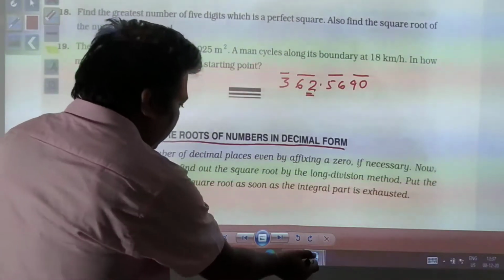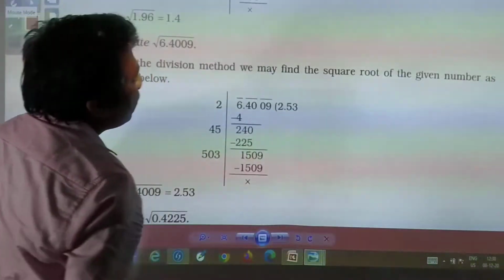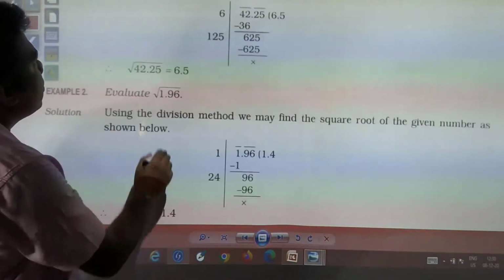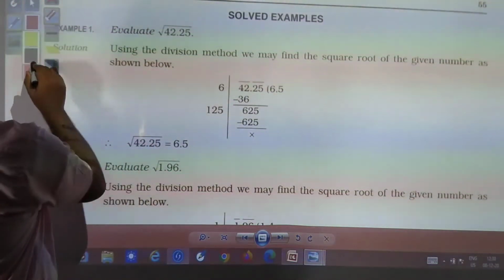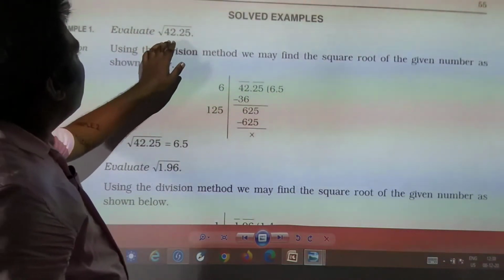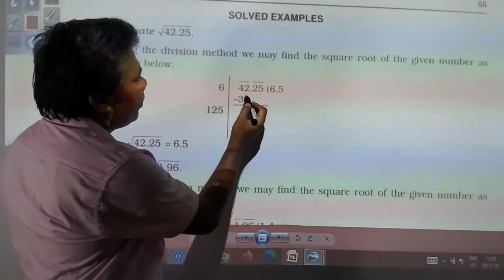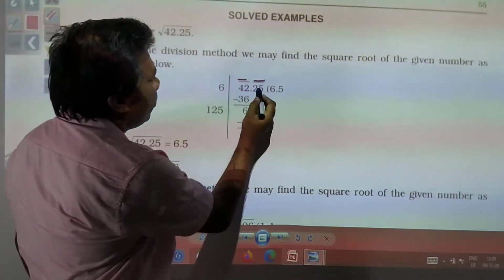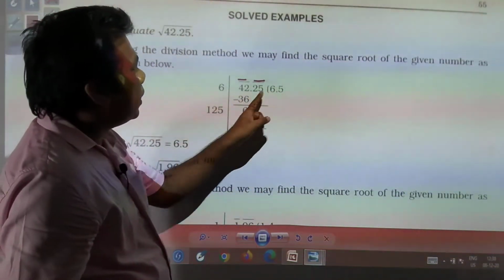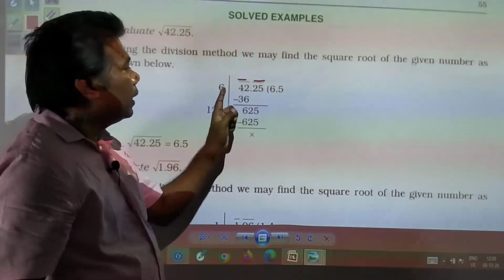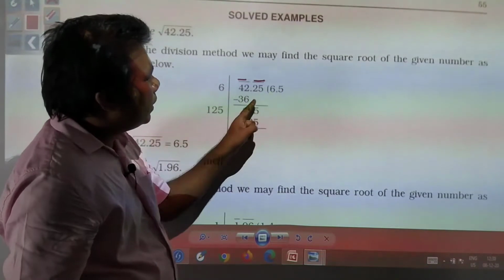Here you see some examples have been given. Here you have to evaluate root under 42.25. How it has been solved, you see. This has been paired as 42 and 0.25. Then we see, as we do, 6 sixes are 36, because 7 we cannot take, 7 sevens are 49, and that's why we have taken 6 sixes are 36.